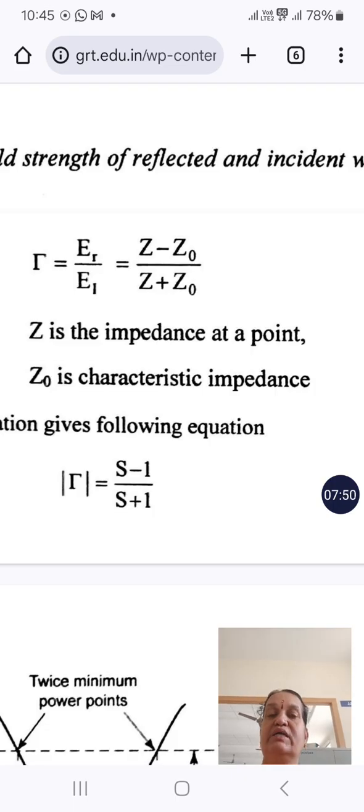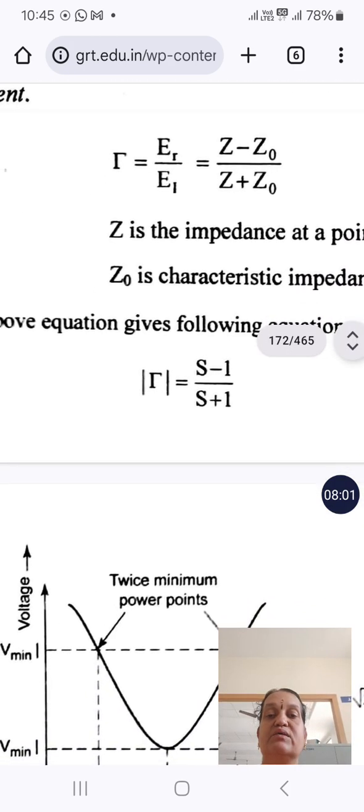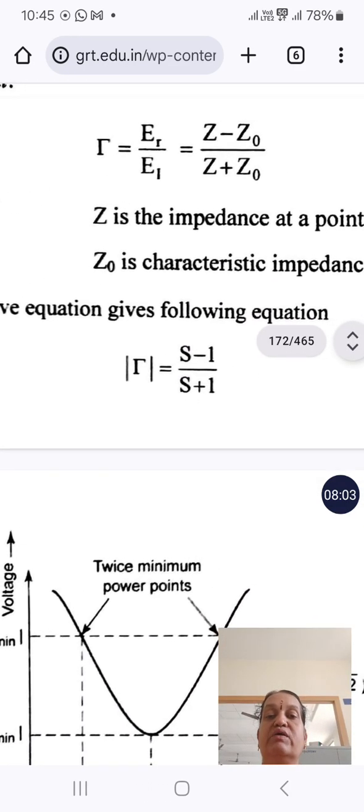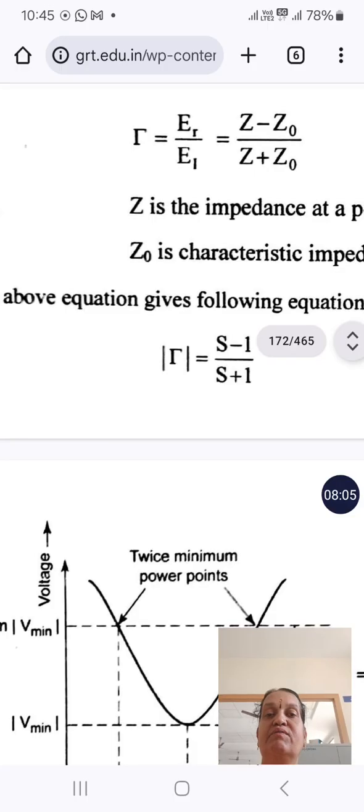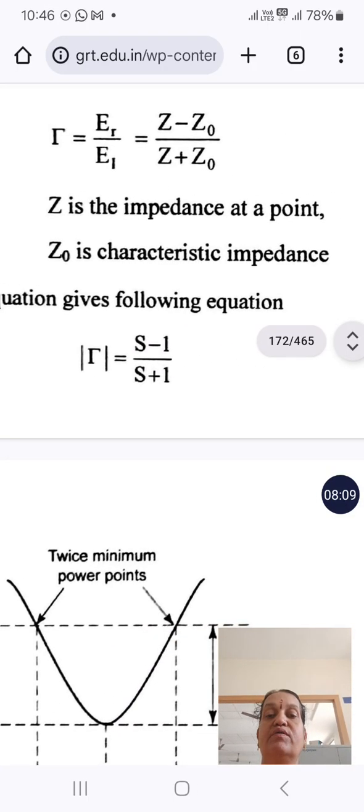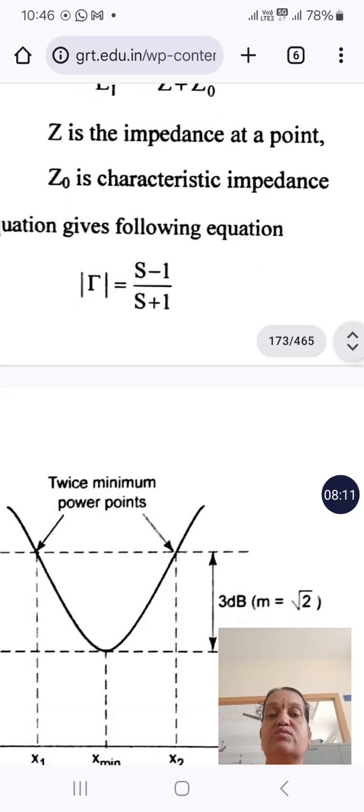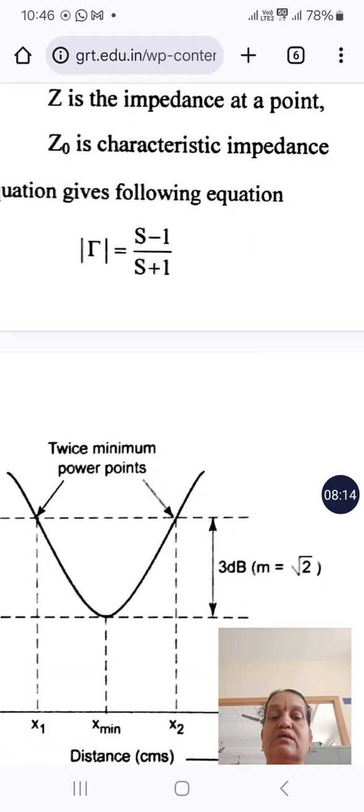We have a different derivation for the reflection coefficient. Based on the derivation, we have the formula Z minus Z0 by Z plus Z0, where Z is the input impedance and Z0 is the characteristic impedance. So from the above equation, we can determine the reflection coefficient. It also gives the equation S minus 1 by S plus 1, because S is the VSWR parameter and S is the VSWR reading.